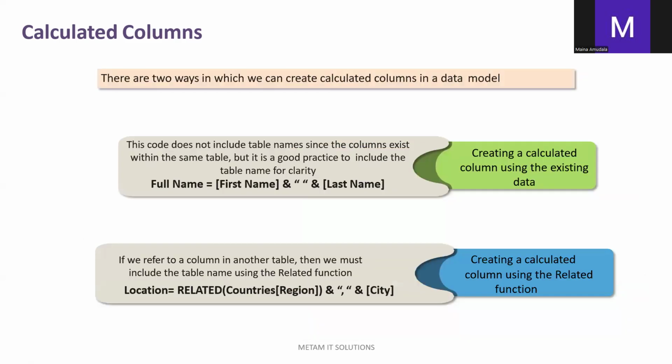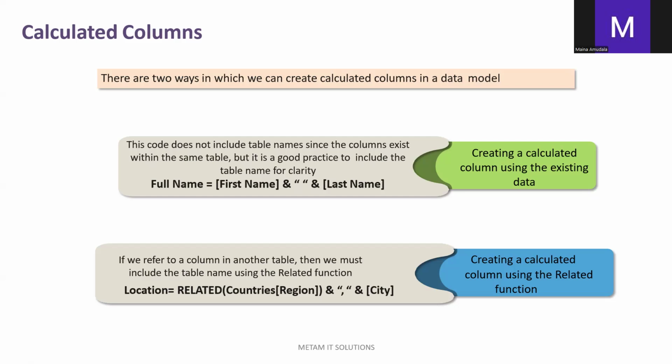Here is an example of ways to write the creation of calculated columns in a data model. So here we are declaring that full name is equal to first name, using the logical operators, and the last name. This is like creating a calculated column using existing data.